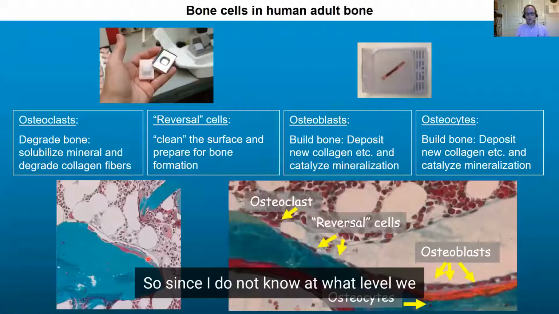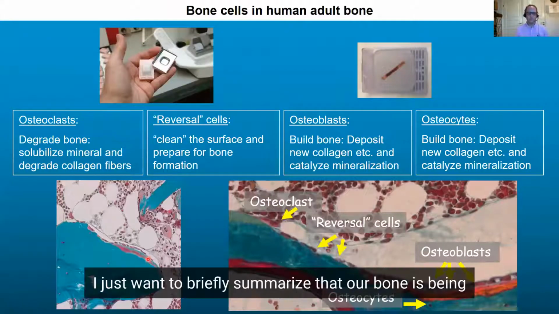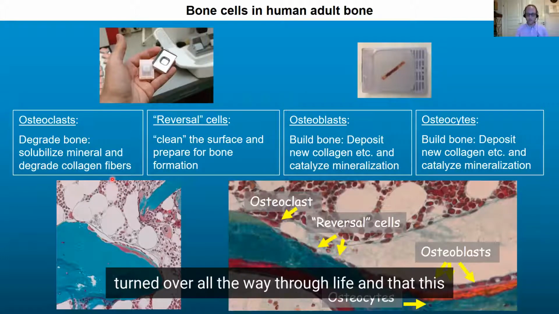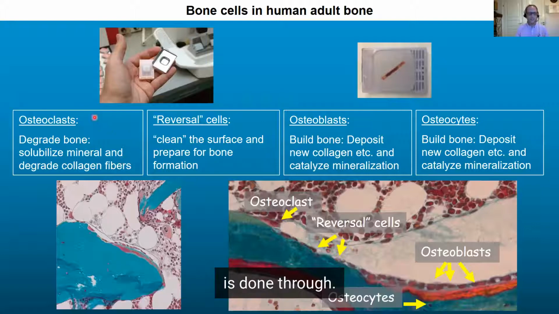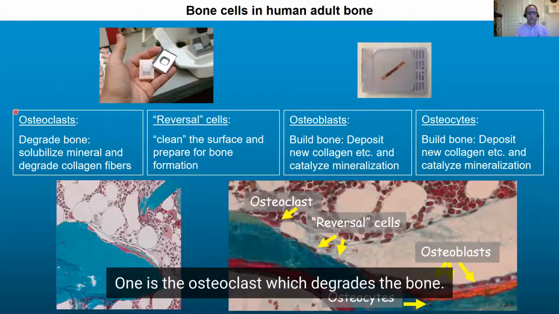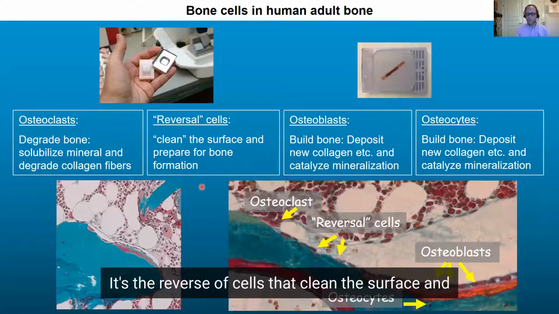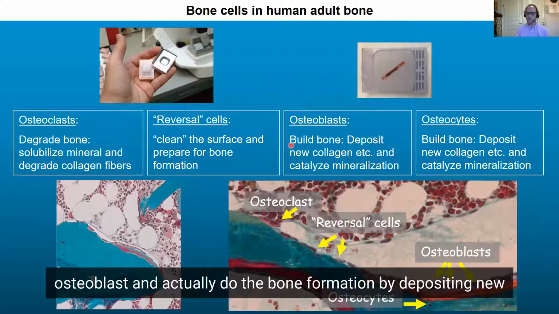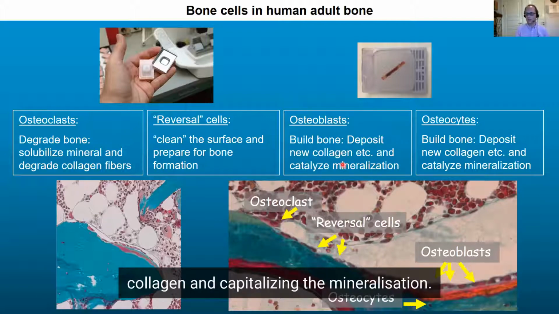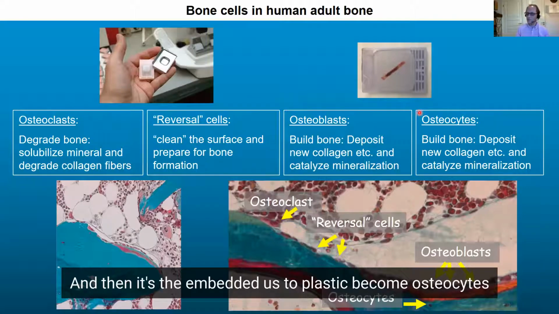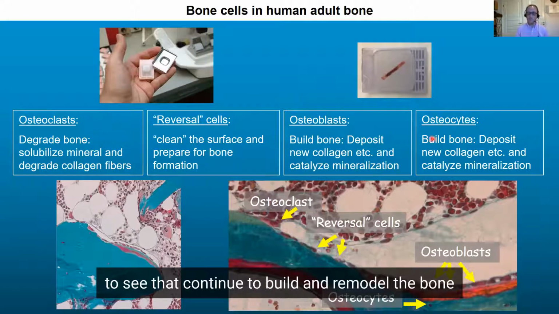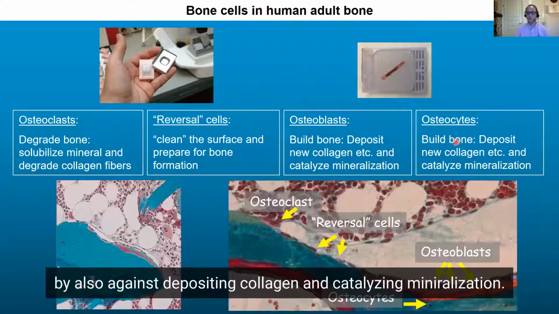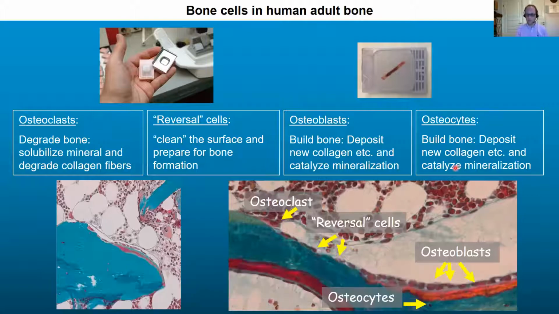Since I do not know at what level we are all at regarding bone, I just want to briefly summarize that our bone is being turned over all the way through life, and that this is done through mainly 4 cells. One is the osteoclast, which degrades the bone. It's the reversal cells that clean the surface and prepare the bone for formation. It's the osteoblasts that actually do the bone formation by depositing new collagen and catalyzing the mineralization. And then it's the embedded osteoblasts that become osteocytes that continue to build and remodel the bone by also depositing collagen and catalyzing mineralization.